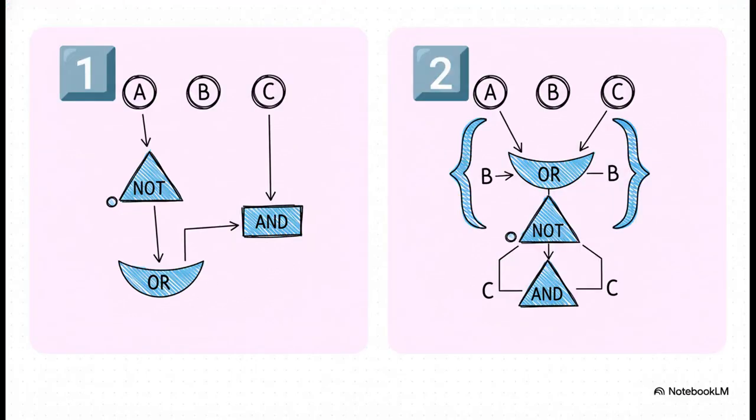And this is exactly why that order matters so much. Just look at these two examples. They use the exact same letters and the same operators, but those little parentheses completely change the logic. On the left, the computer groups B and C first. But on the right, the parentheses force it to group A or B first, which leads to a totally different result. It's a huge deal.